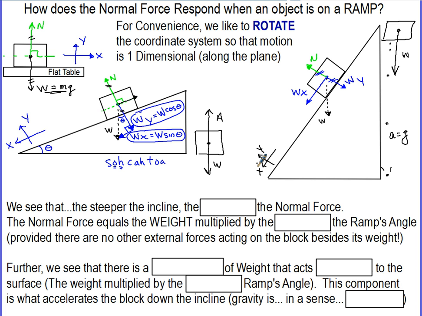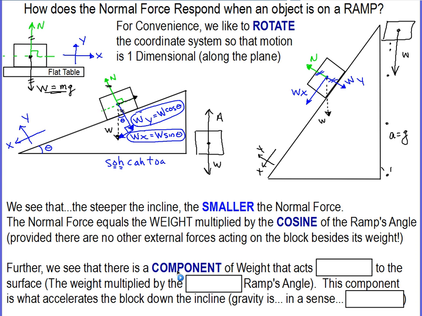Let's go ahead and just fill in some of these blanks down here. We see that the steeper the incline, the smaller the normal force will be. The normal force would be equal to the weight multiplied by the cosine of the ramp's angle. That's provided there's no other external forces acting on the block. Further, we see that there is a component of the weight force that acts parallel to the surface. This force is called W sub x. It's the weight multiplied by the sine of the ramp's angle. That's the component that accelerates the block down the incline.